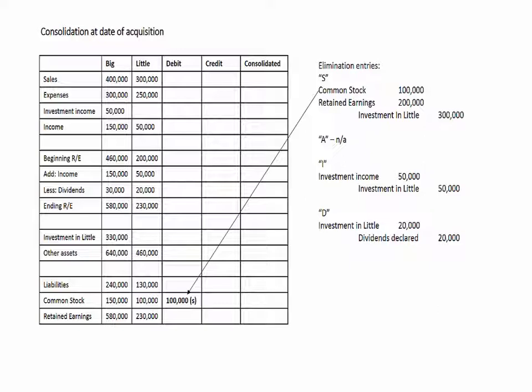Now it's time to start posting this stuff to the worksheet. It should be the case that the hard part of this is actually preparing the elimination entries, the journal entries. Once you prepare the journal entries, this is all strictly a mechanical process. It should not be easy, not trivial, but you should be coasting downhill from this point on. So we have our 3 elimination entries.